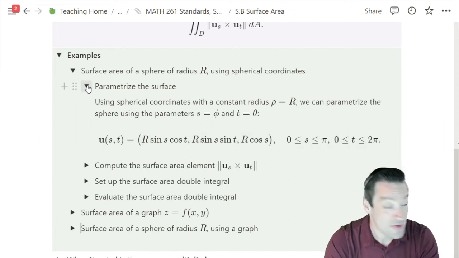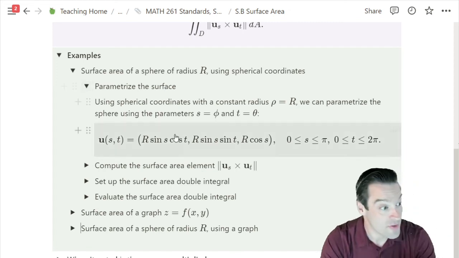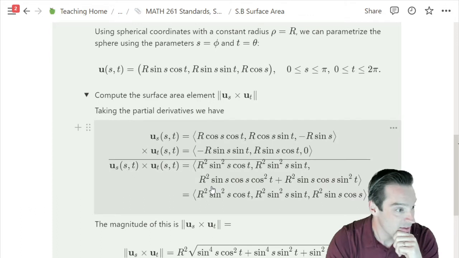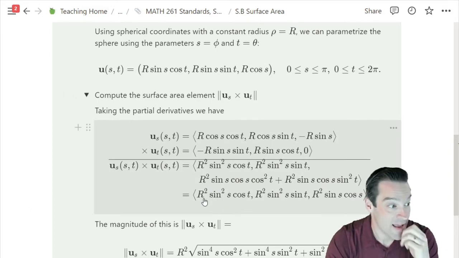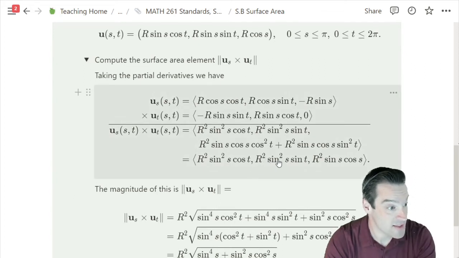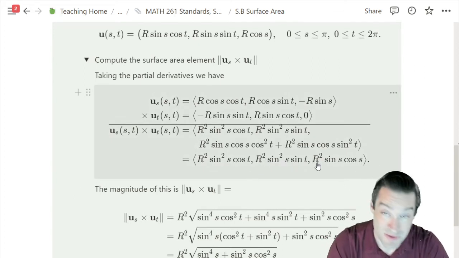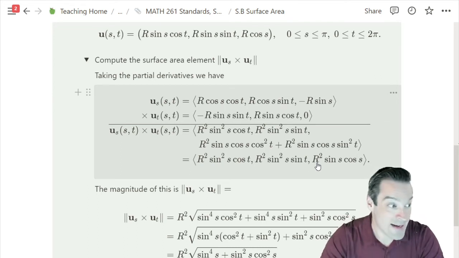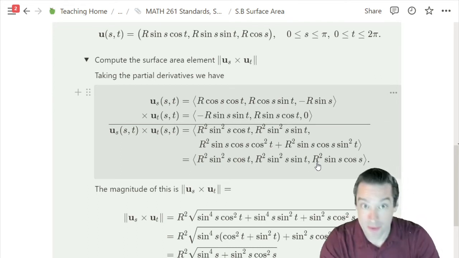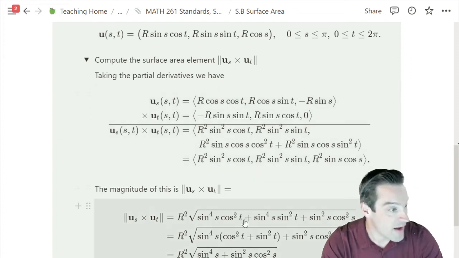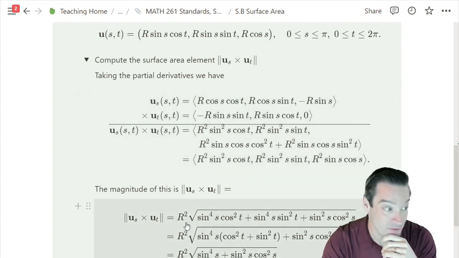If I want to find the surface area from this parameterization, I need to find the magnitude of the cross product of its partial derivatives. So we'll find its partial derivatives, take their cross product, and we get kind of a nasty looking cross product, right? R squared sine squared s cosine t, r squared sine squared s sine t, r squared sine s cosine s. But just like in our previous example, when we find the magnitude of that cross product, the Pythagorean identity comes riding in on a white horse. We use it twice to simplify the magnitude of this cross product significantly.